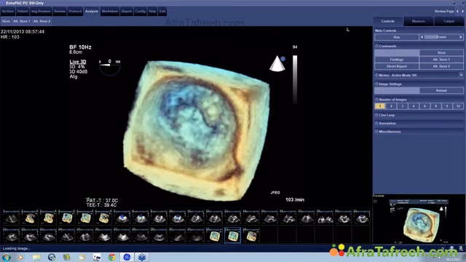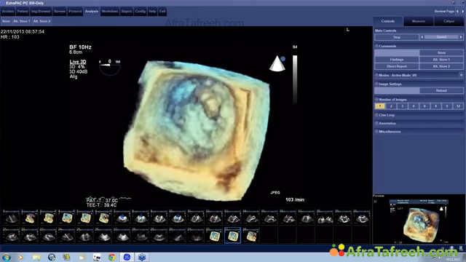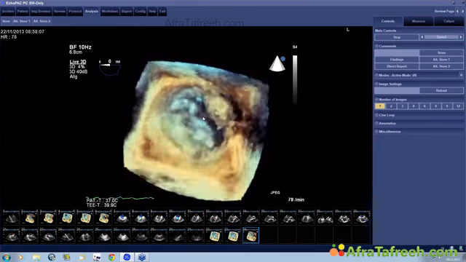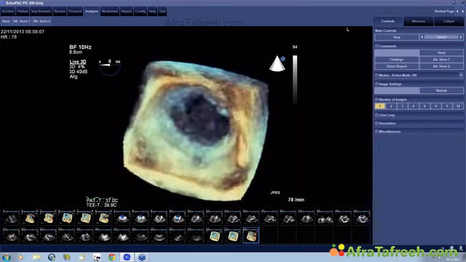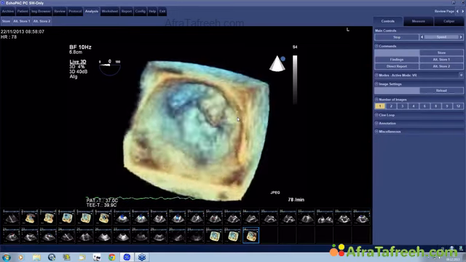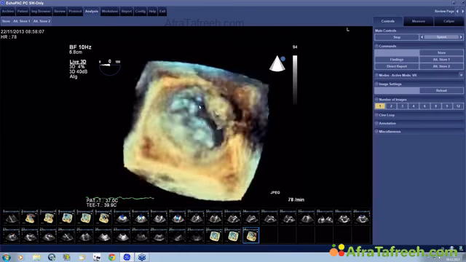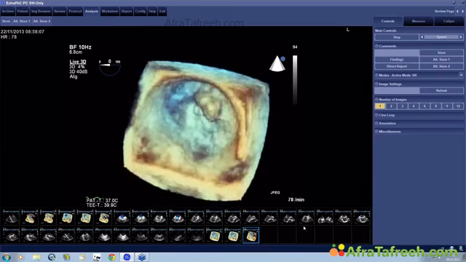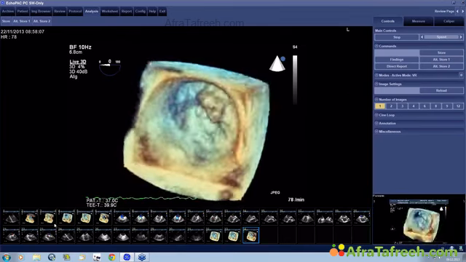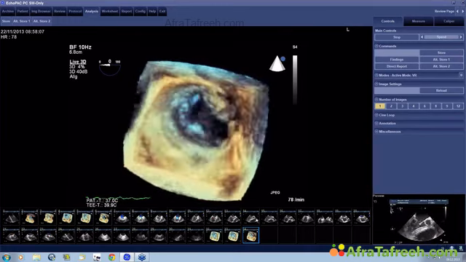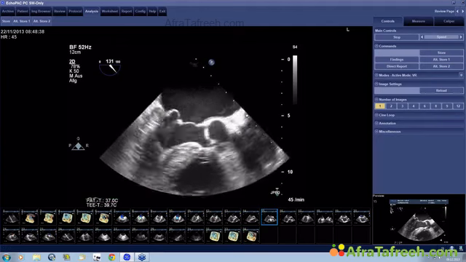Okay, now here's another study. Again, we have this structure. So if you do 3 or 4 3D loops and you find the structure always present, then it is usually not an artifact, but must be a real structure. Now here is the corresponding 2D study.